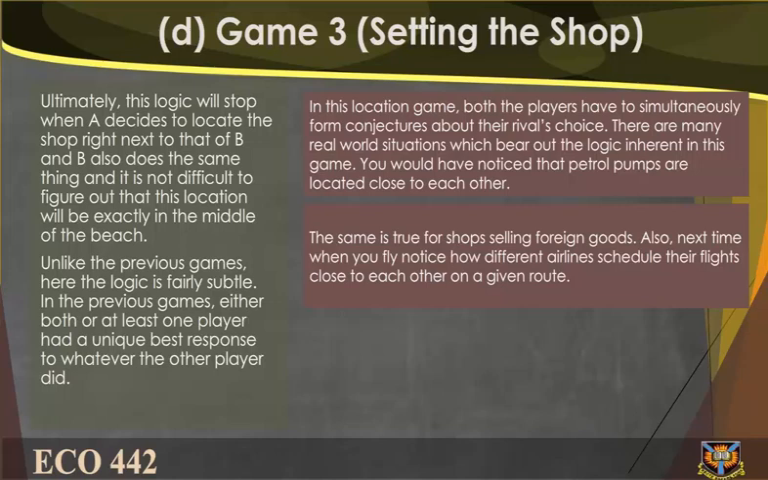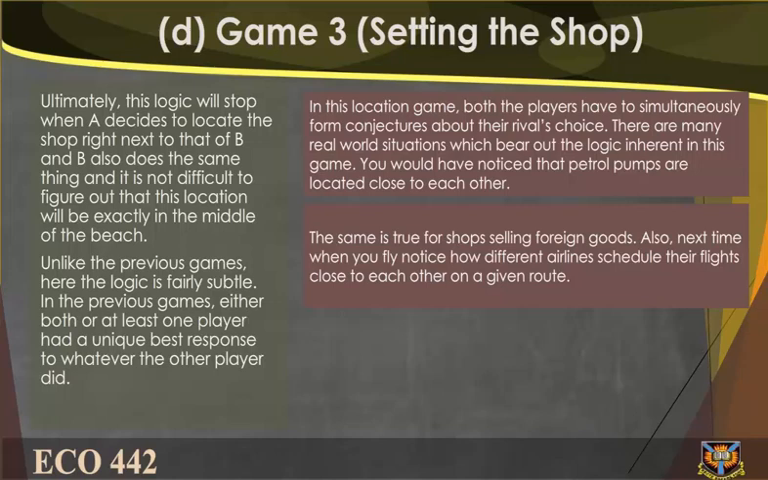In the previous games, either both or at least one player had a unique best response to whatever the other player did. In this location game, both the players have to simultaneously form conjectures about their rival's choice.